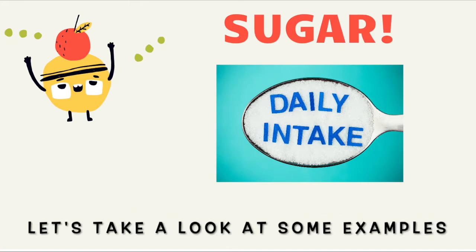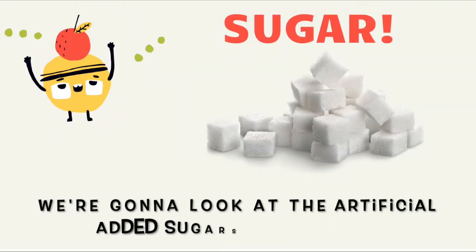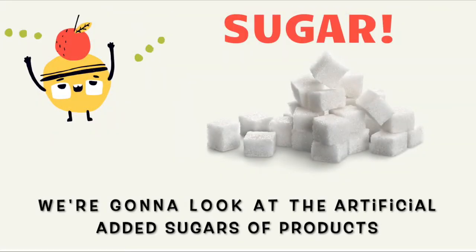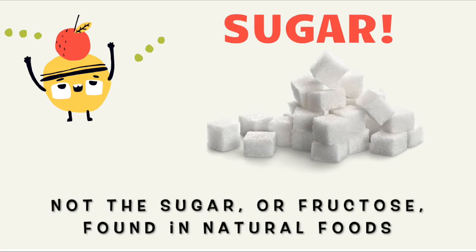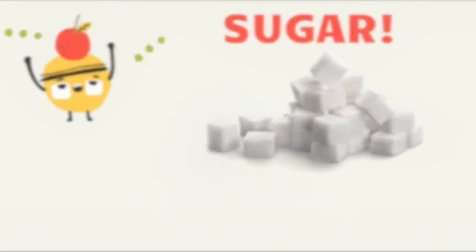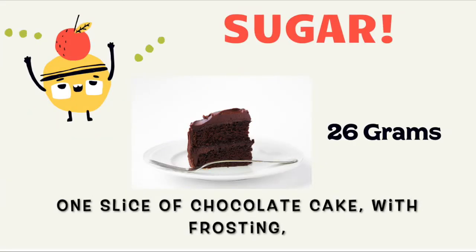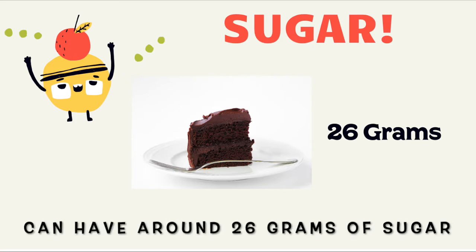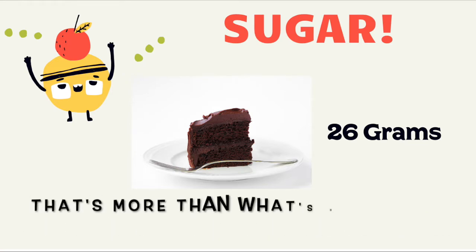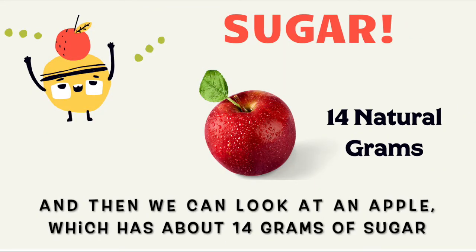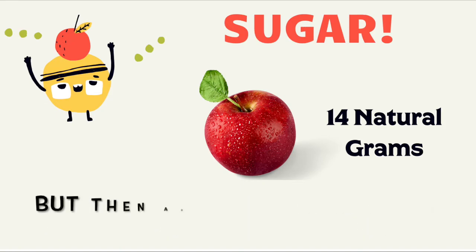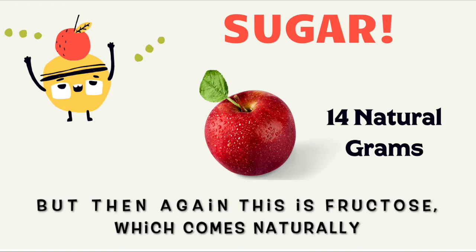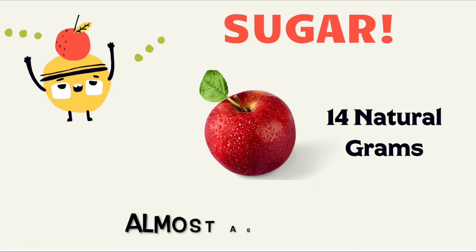Let's take a look at some examples. We're going to look at the artificial added sugars in products, not the sugar or fructose found in natural foods. 1 slice of chocolate cake with frosting can have around 26 grams of sugar. That's more than what's suggested per day. And then we can look at an apple, which has about 14 grams of sugar. But again, this is fructose, which comes naturally. Almost as sweet.